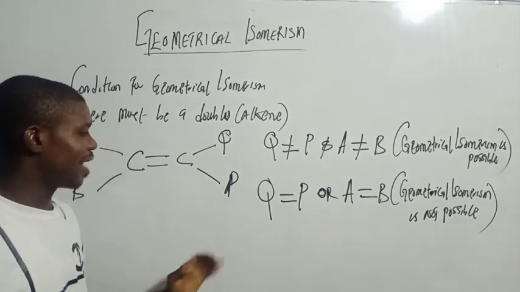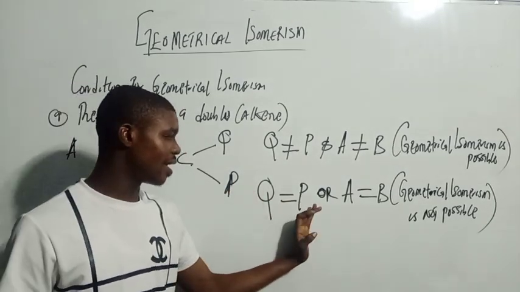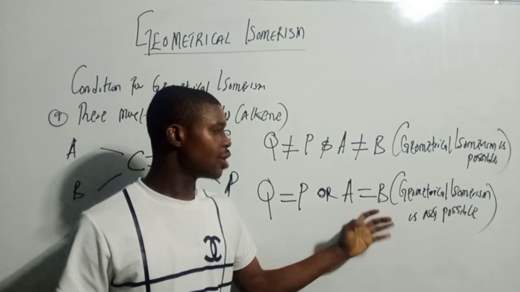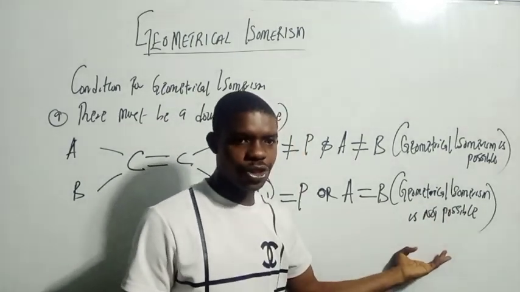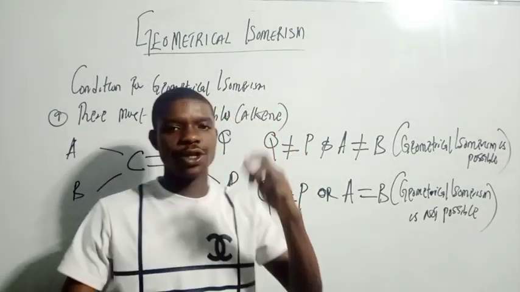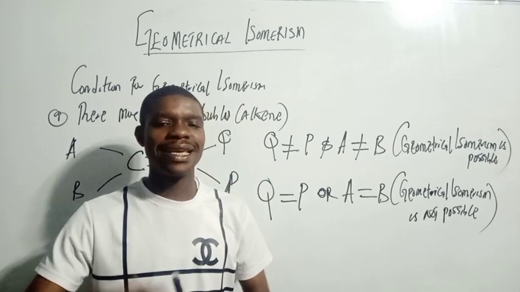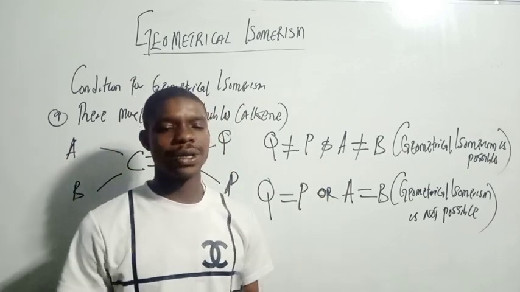But on the other hand, if Q is equal to P or A is equal to B, geometrical isomerism is not possible. Do you get? Now, geometrical isomerism is divided into two parts, cis and trans, and E and Z. In this video here, I want to look at the cis and trans.